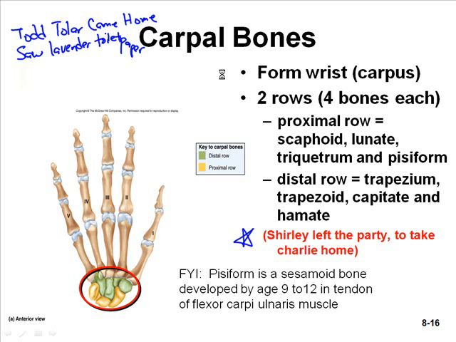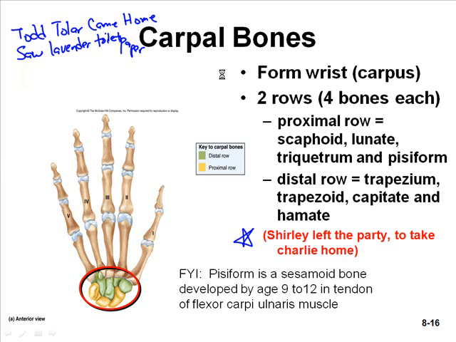But when he started to talk about the carpal bones, talking about the 2 different rows, the proximal and the distal row, and then he lifted up the screen, and there you could see Todd Toller came home, saw lavender toilet paper. So of course that would give you the distal row and then the proximal row. So Shirley left the party to take Charlie home would be proximal. Actually, I guess she would be distal and proximal also. So either mnemonic that you want to use can help you find those particular carpal bones.